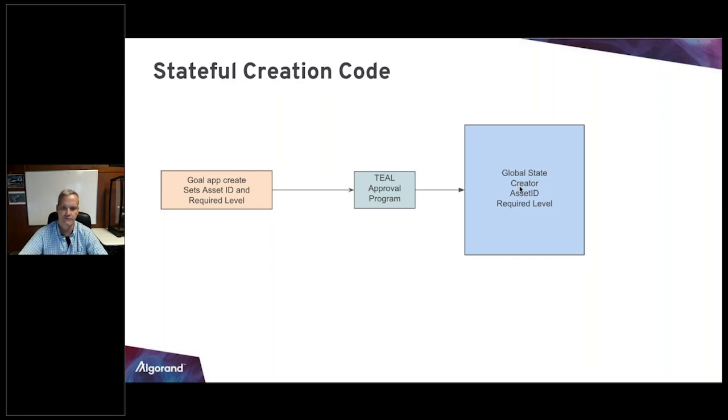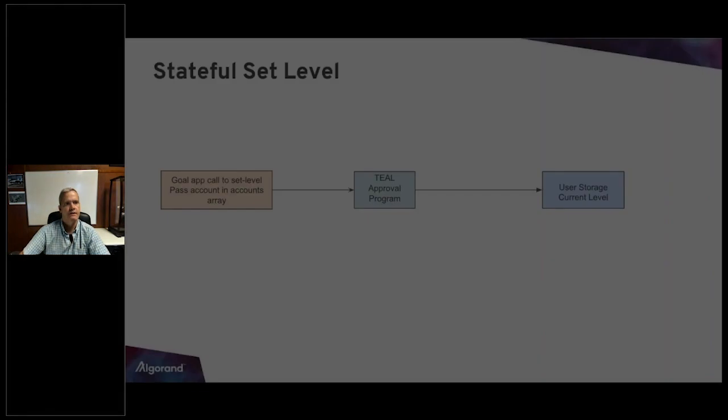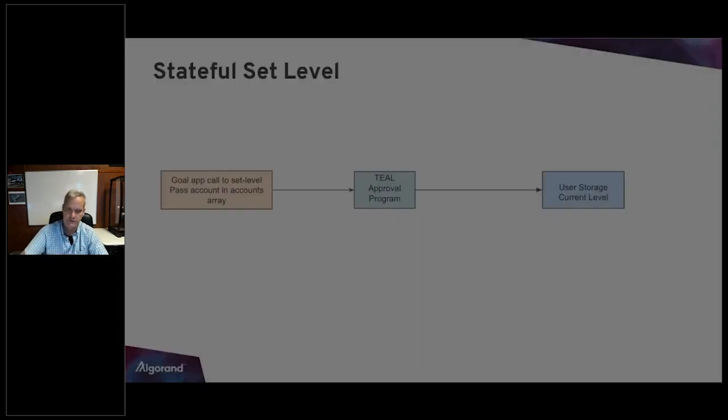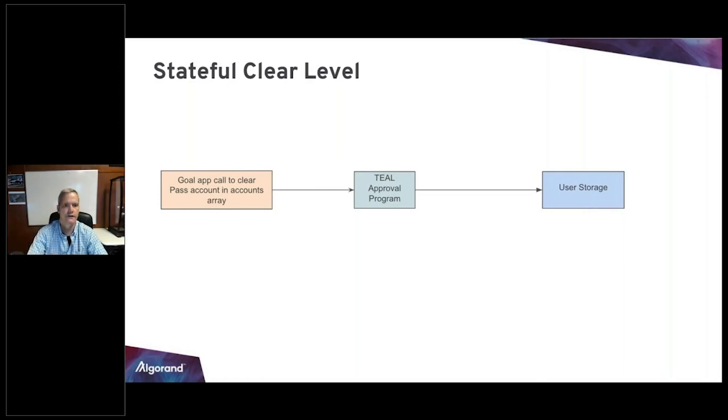These are global state variables, and the TEAL approval program writes them when you create the contract. So when somebody wants to call set level, they call it and pass a parameter that says set level, and they pass the account that they want to set in the accounts array. They also pass an integer of the value they want to set it to. This is only callable by the creator. It writes it into their local storage. The clear level does essentially the same thing, except it deletes the value from their local storage.